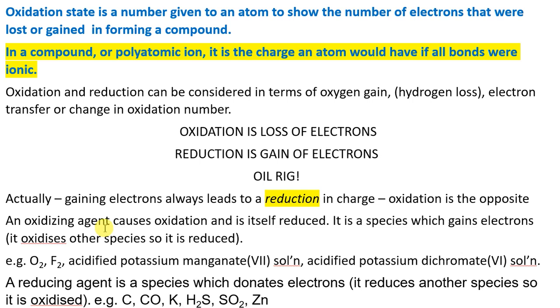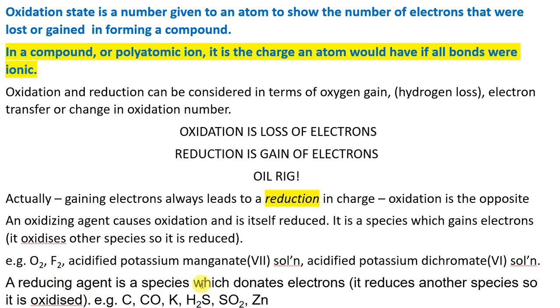An oxidizing agent causes oxidation and is itself reduced. It's a species which gains electrons. It oxidizes other species and so is reduced. Examples would be oxygen, fluorine, commonly acidified potassium manganate(VII) solution and acidified potassium dichromate(VI) solution. We'll be coming across those again.